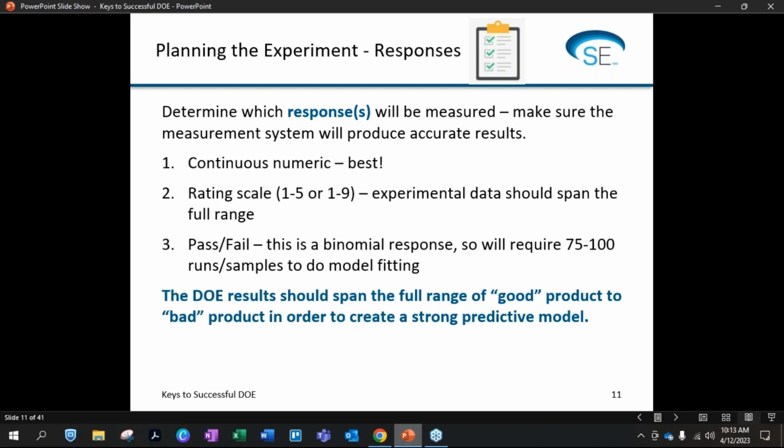Make sure that your results span the full range of good product to bad product in order to create a strong prediction model. Often people say, well, I only want my DOE to give me all good results. Well, then if you're only getting the good results, then you're not going to be able to figure out factor settings that predict how to get good. The model has to span from bad to good to really tell you what's going on.